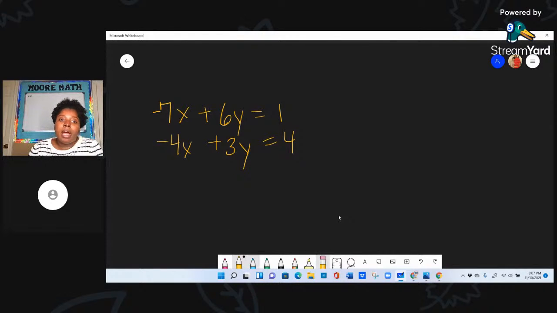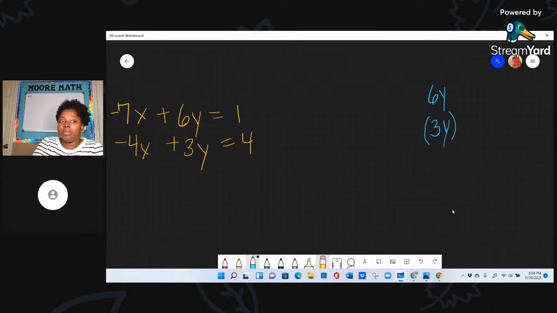So look at this one and tell me which one may be easier to eliminate. With the x's, I have 7 and 4. With the y's, I have 6 and 3. Which one is going to be easier to find a common multiple? The y, right? Because you can change this 3 into a what? 6. Good. So my top one is already a 6. So we have 6y. To get rid of it, I do 6y plus what to get 0?